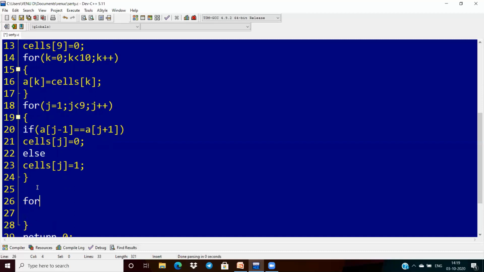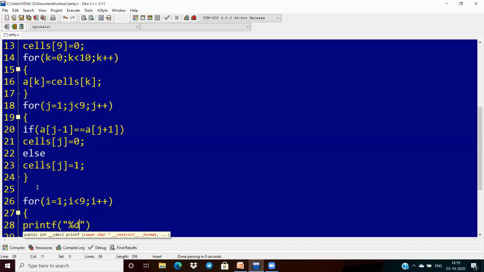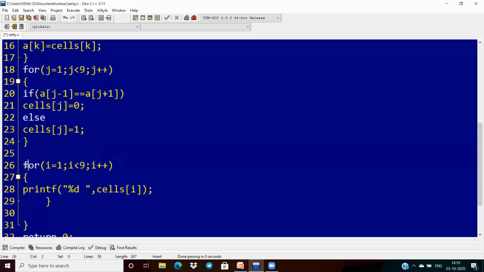See what I need to do. I'm taking again index 1 and i less than 9. So index 1 to index 8 I need. That is why I'm writing printf percentage t some space cells of i. That's all. So i equal to 9 and I'm closing this.